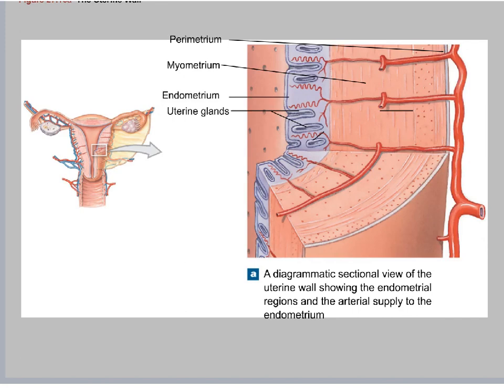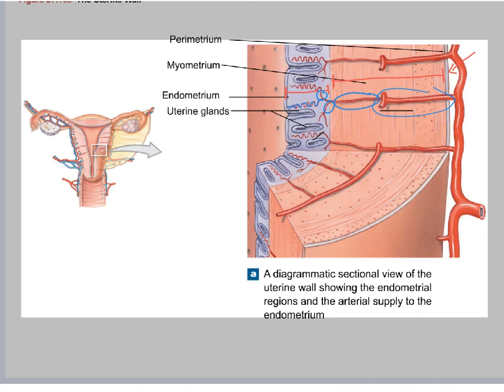If we just want to take a quick look at how your author represents these three layers, you can see that the outermost layer, the perimetrium, is here. The myometrium, the muscular layer, is here. And then the endometrium would be here. And you can see blood vessels all throughout, right? And those blood vessels, as they go towards our destination, are branching and getting smaller until ultimately you've got branches of blood vessels passing into that endometrium.